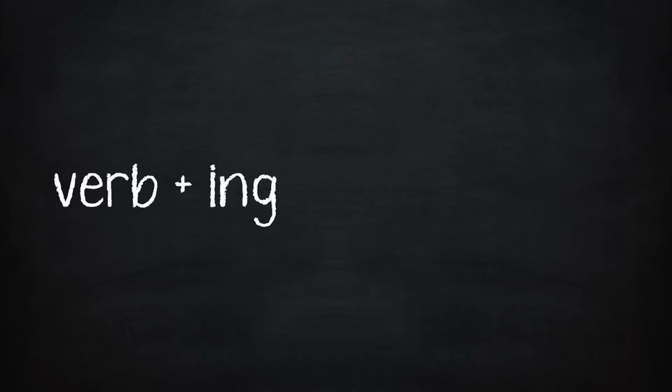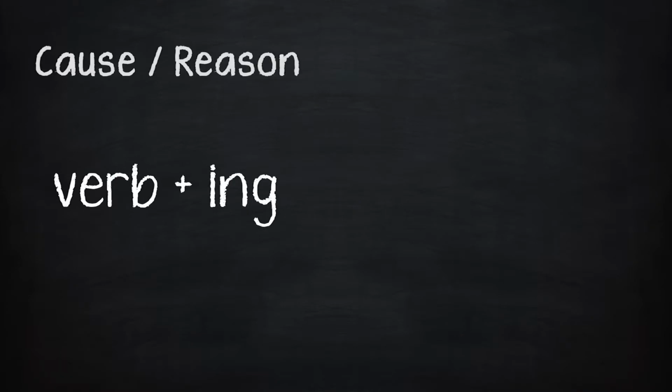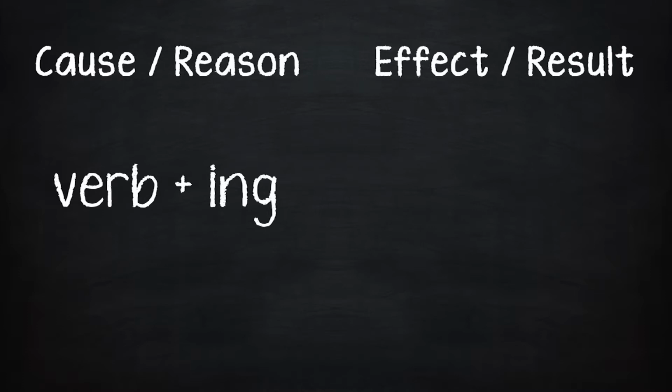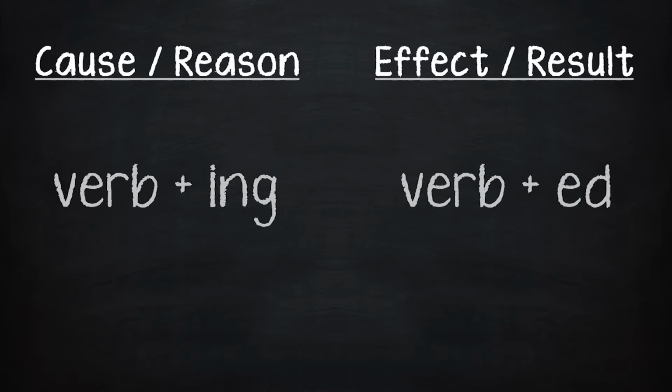Participle adjectives are when we use verbs to describe things. The first way is to add ing. We do this to talk about the cause or reason. When we talk about the result or the effect, we use ed. Let's look at some examples.